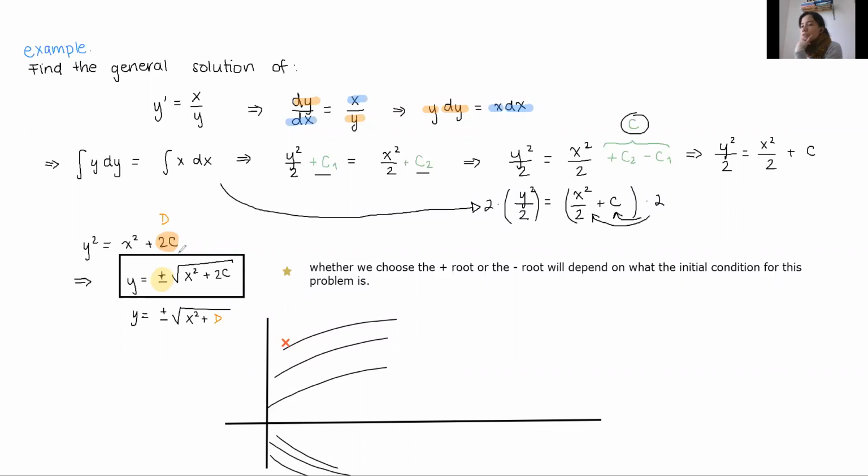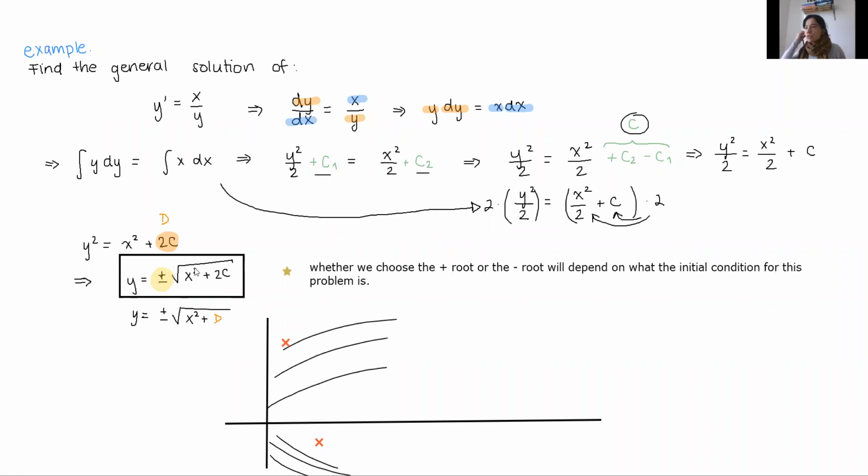Okay, so here I'm just saying this would be the general solution. This would be any function of the form square root of x squared plus 2c or minus square root of x squared plus 2c. Depending on what the initial value is, you would know whether you're above the x-axis or below the x-axis. If you have a value here, then your solution is going to be the positive root of x squared plus whatever constant you find. But if you have a value over here, then your solution is going to be of the form minus square root of x squared plus 2.